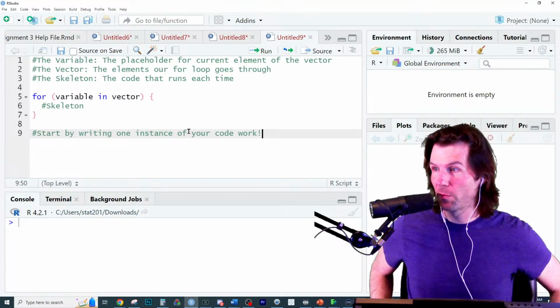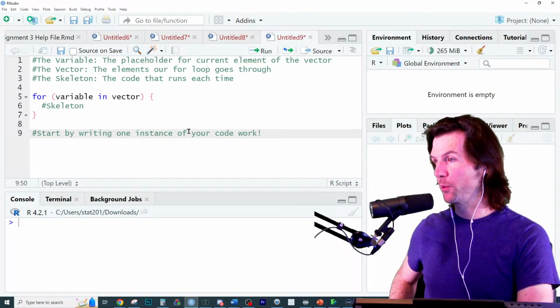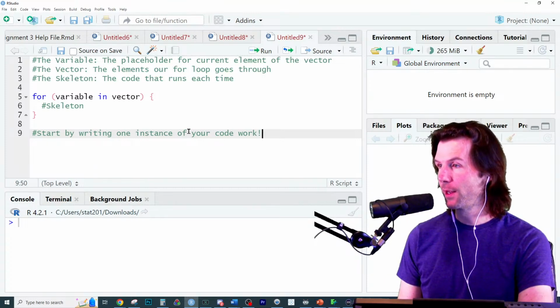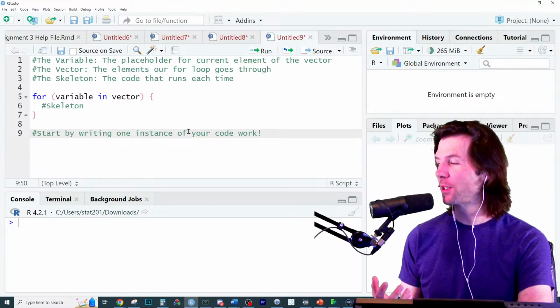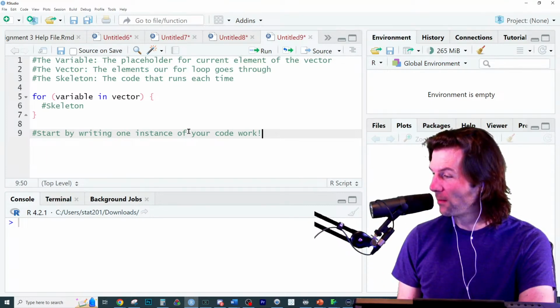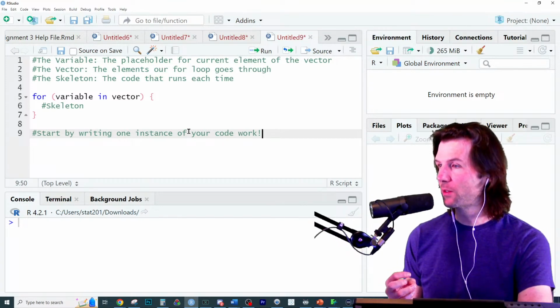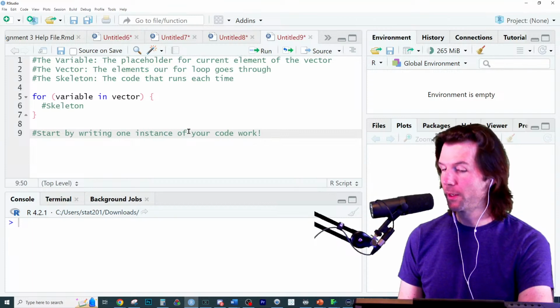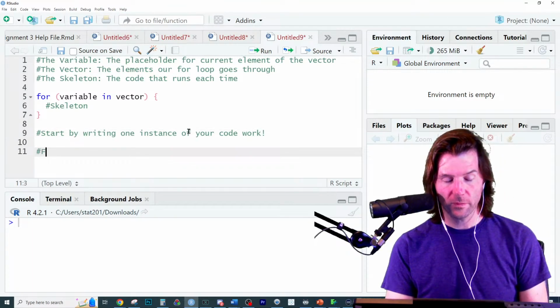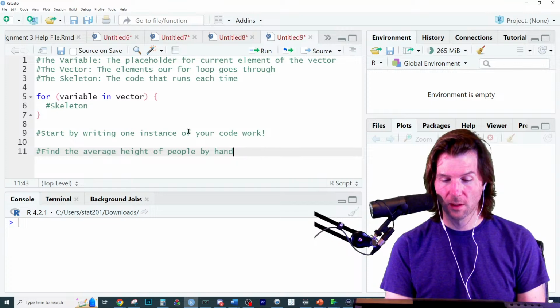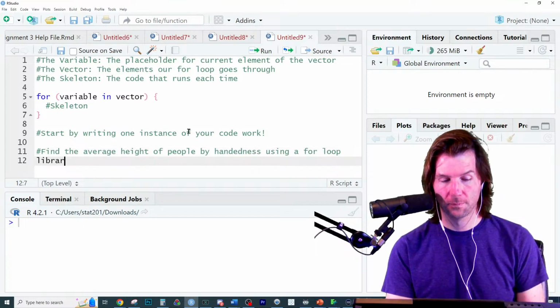This is where people fail at writing for loops. If I want to make a for loop that, let's say, finds the average height of males and females, or the average height by handedness, you want to do it for one instance, like one day, one group. Let's find the average height of people by handedness using a for loop.